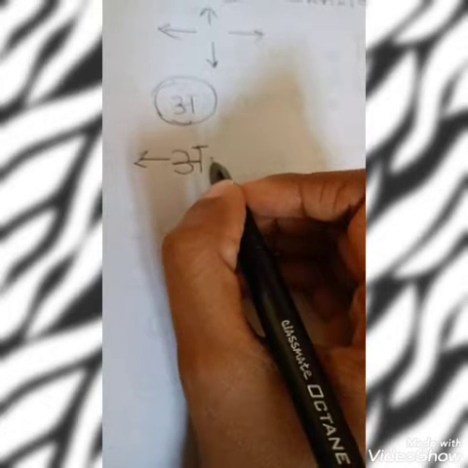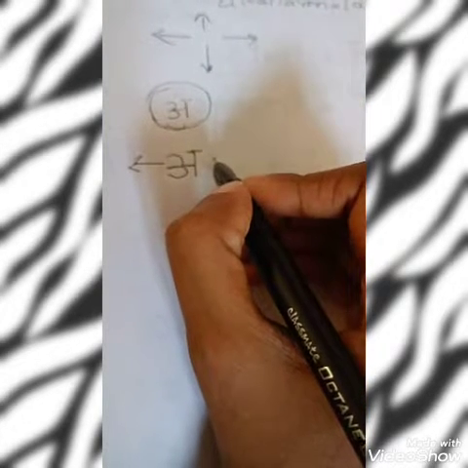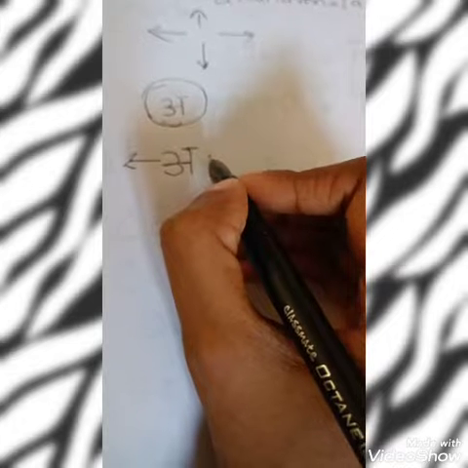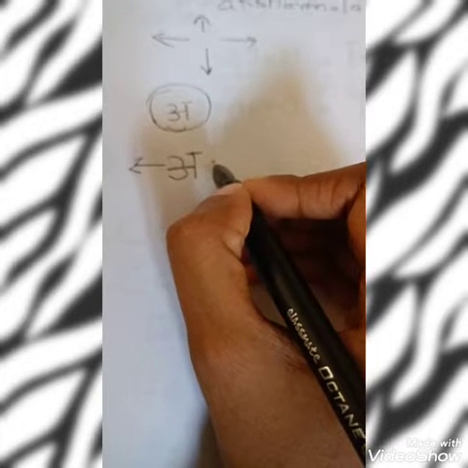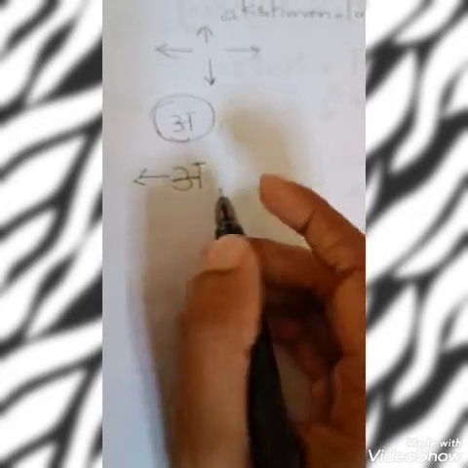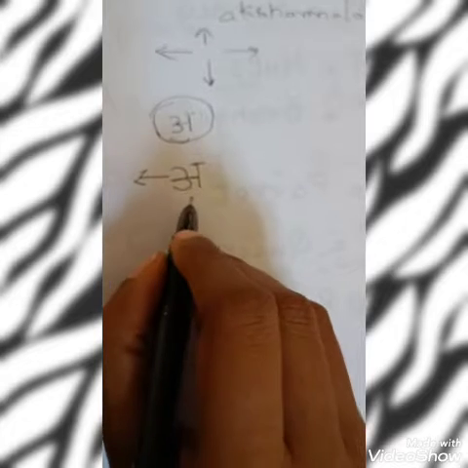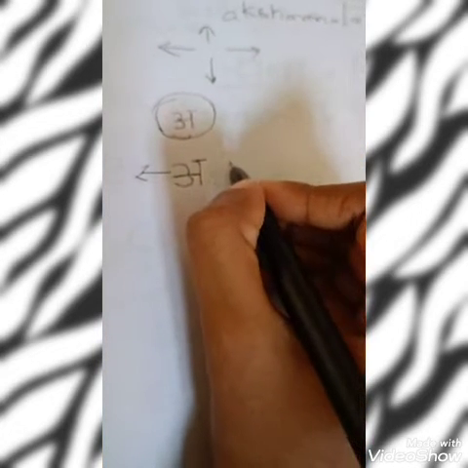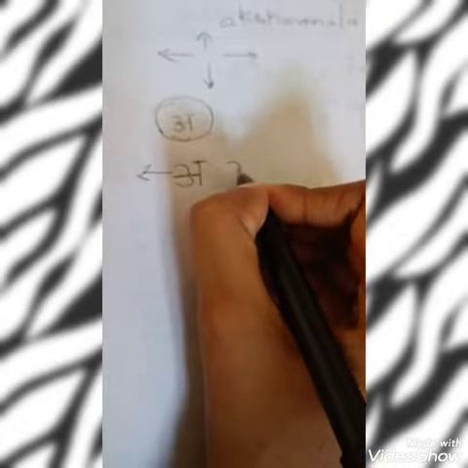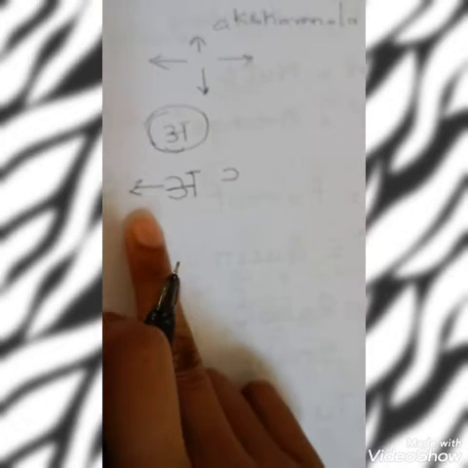Once again, I'll tell you how to write A. Take one curve and join with another curve. In between, take one sleeping line and join with a standing line. And at the top, the sleeping line is common. Okay.